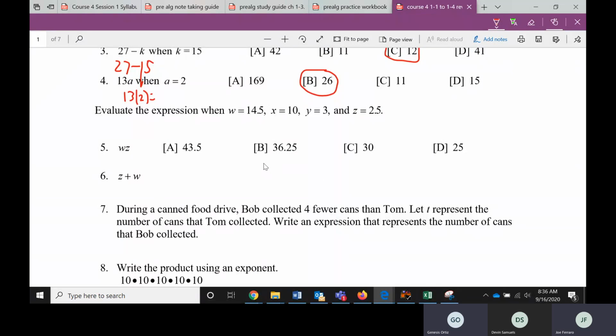Numbers 5 and 6 are basically the same, except you just have to look for the numbers up here. Make sure you plug in the right one. So W times Z. So 14.5, excuse my very poor handwriting with the mouse, times Z, which is 2.5. There's nothing stopping you from using calculators on this, so I'm going to take this one on the calculator. That's not the easiest without. And it's 36.25.